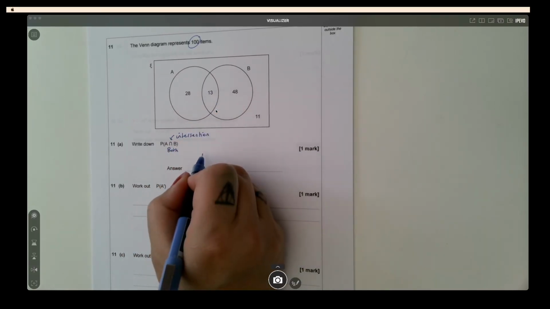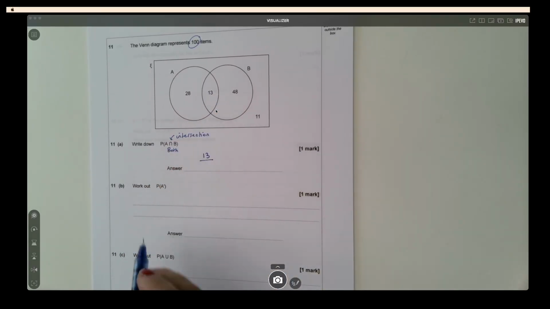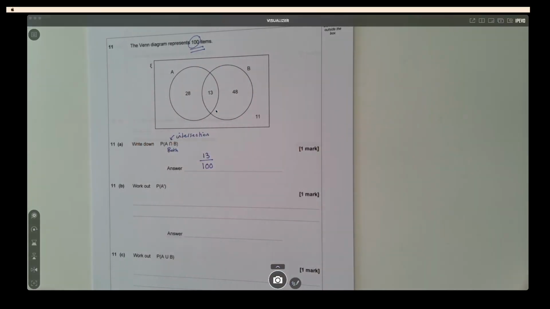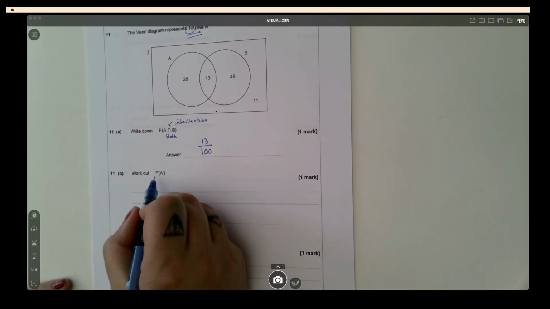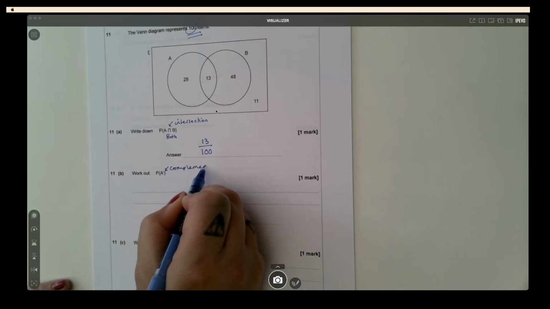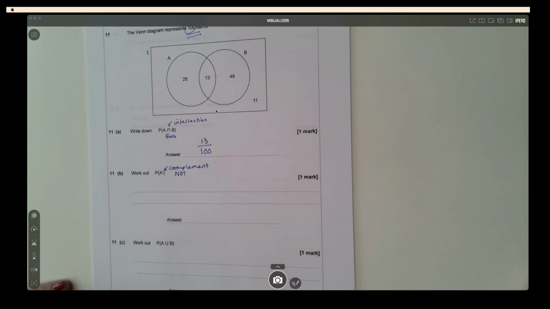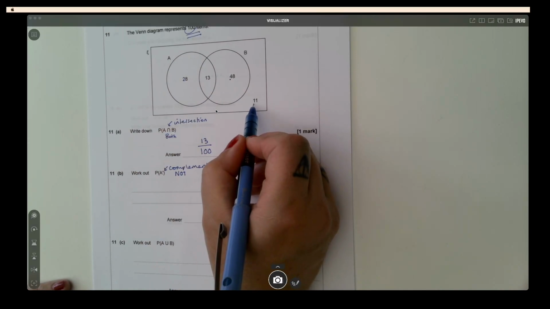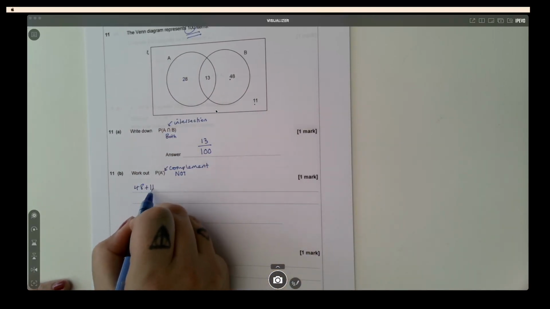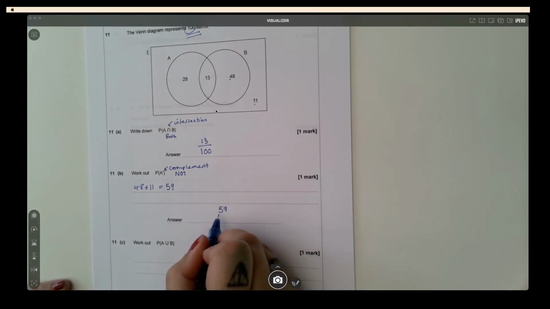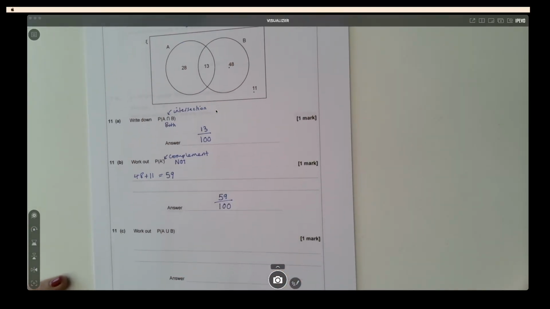Well, there's 13 in that centre part, and we've been told it's out of 100, so our denominator would be 100. Part B, work out the probability that it's not A. That little dash there is the complement and it means not. So everything that's not A. We can't have anything that's in the A circle, but we can have this 48 and this 11. So 48 plus 11 is 59. Again, that's our numerator out of a total of 100, so we pop 100 on the bottom of our fraction.